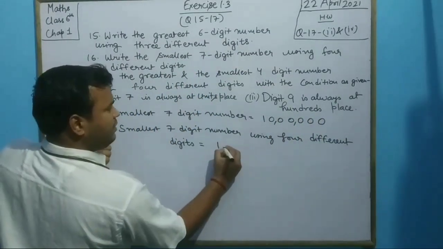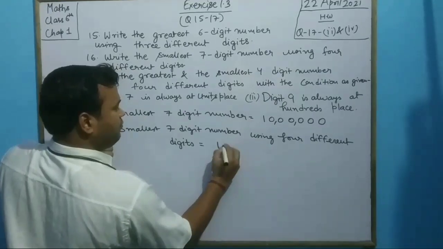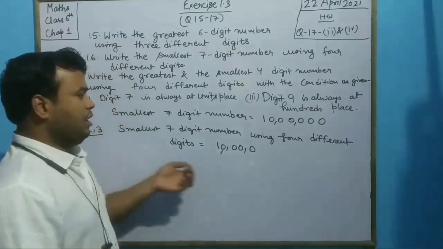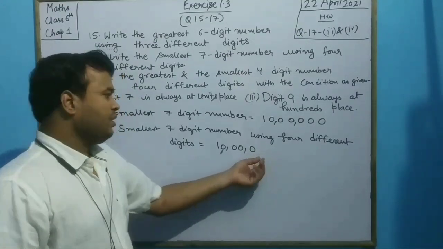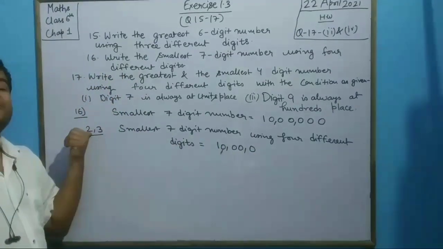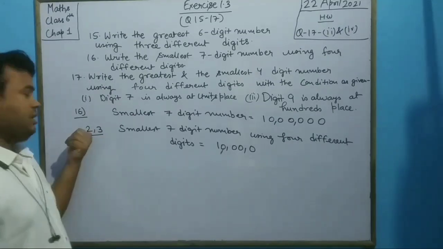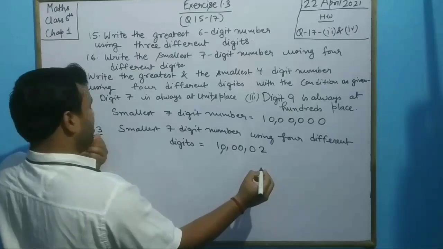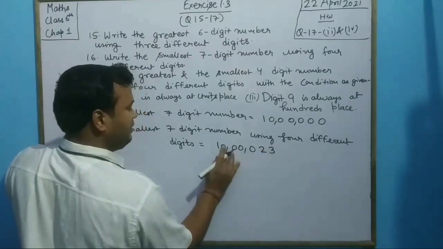So we will write 1, 0, 0, 0, again 0. Okay. Now there are 2 places left. First we will write the smaller one. The smaller is 2, so we will write 2, and after that the greater one, that is 3.